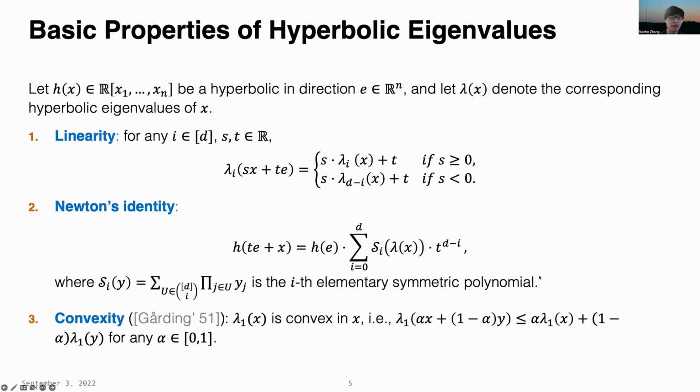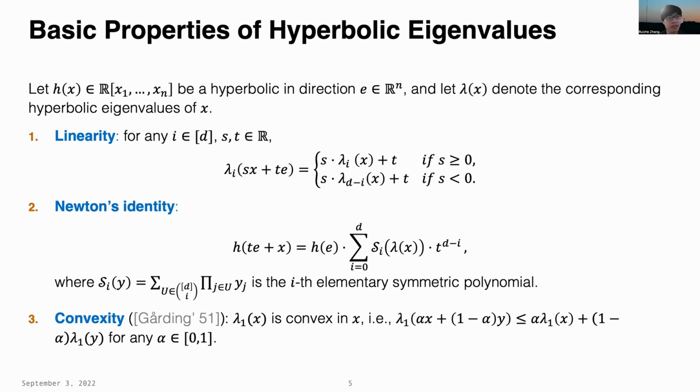Here are some basic properties of hyperbolic eigenvalues. The first property is the linearity of the hyperbolic eigenvalues. More specifically, for any real numbers s and t, if we consider the hyperbolic eigenvalue lambda_i of s times x plus t times e, then it is equal to s times lambda_i of x plus t if s is non-negative, and it is equal to s times lambda_{d-i+1} of x plus t if s is negative. This is because the hyperbolic eigenvalues lambda_i are ordered from large to small.